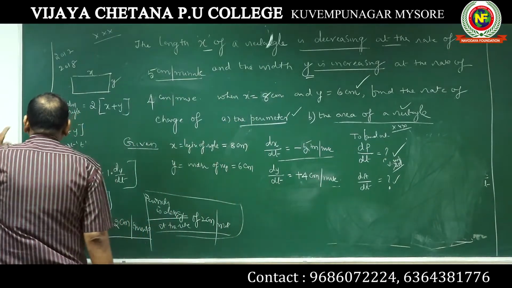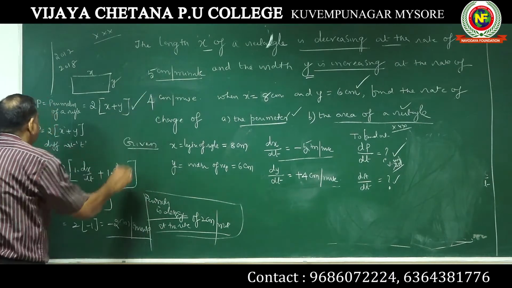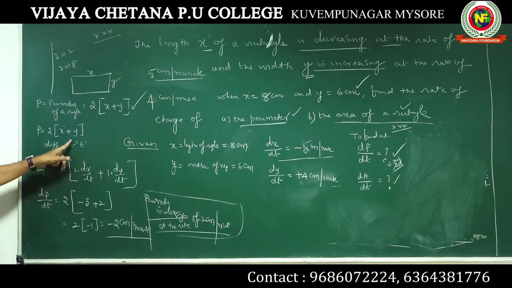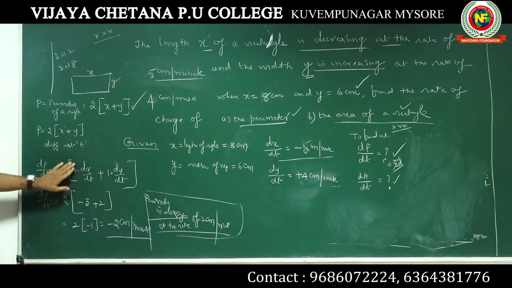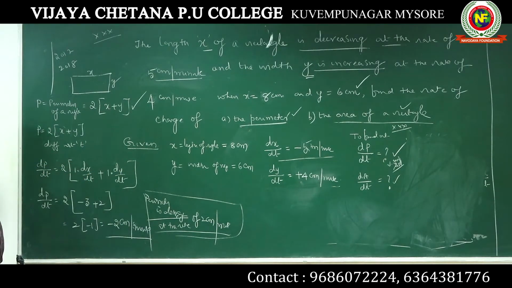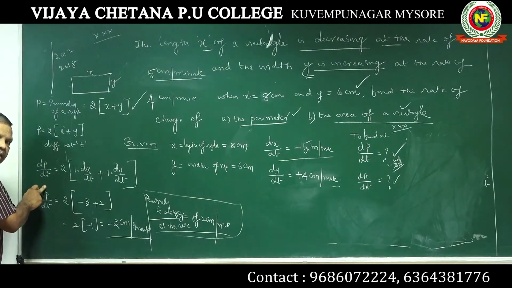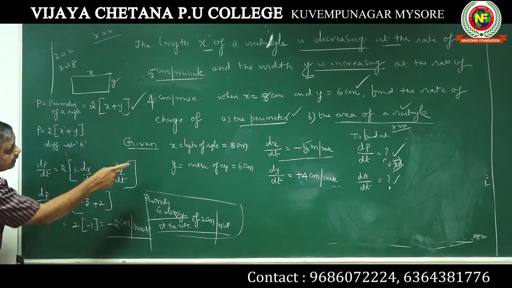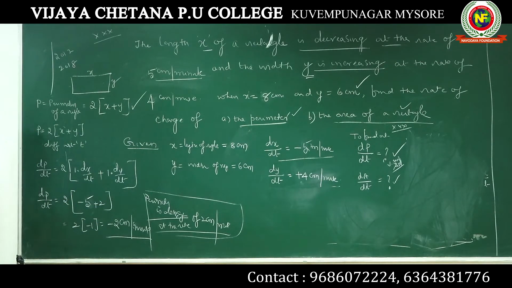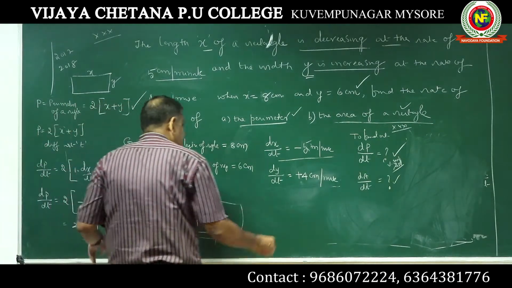Now, same thing, we copy this. Perimeter is 2 into (x plus y). Differentiate: 2 into (dx by dt plus dy by dt). Only you have to substitute, change the values of dx by dt and dy by dt, that's all. Please copy these steps as they are. Here, dx by dt is given as minus 5 and dy by dt is given as plus 4.